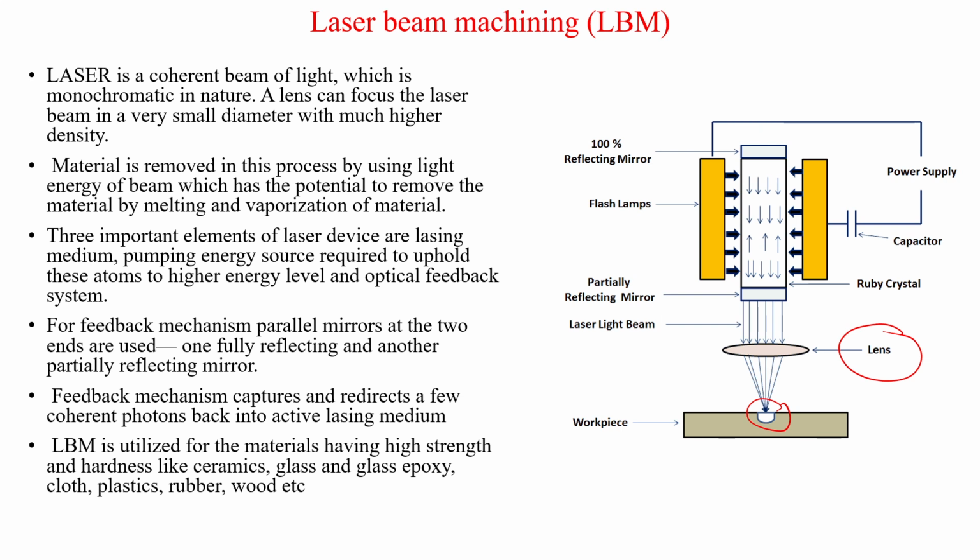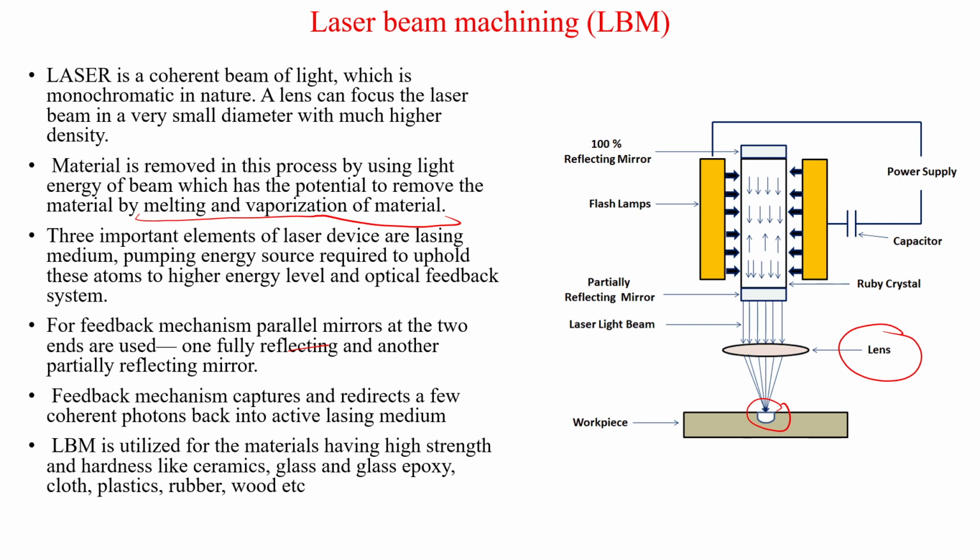which has the potential to remove the material by melting, and we can see that here the material is removed by melting and vaporization, by converting the laser energy into heat energy. Three important elements of laser devices are the lasing medium, in which the laser is traveling, the pumping energy source required to uphold the motion at a higher energy level, because lasers are produced when there is an energy shift from one level to another, and an optical feedback system.